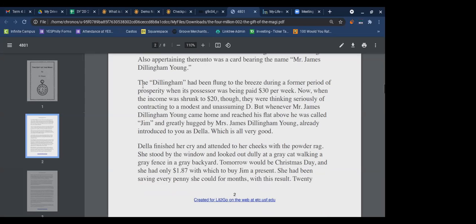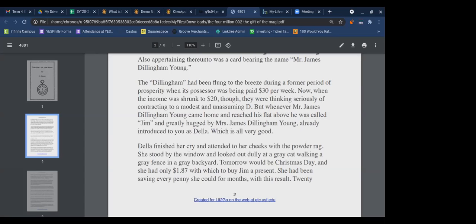The Dillingham had been flung to the breeze during a former period of prosperity when its possessor was being paid $30 per week. Now, when the income was shrunk to $20, they were thinking seriously of contracting to a modest and unassuming D. But whenever Mr. James Dillingham Young came home and reached his flat above, he was called Jim and greatly hugged by Mrs. James Dillingham Young, already introduced to you as Della, which is all very good.